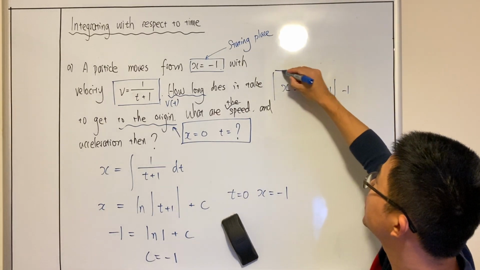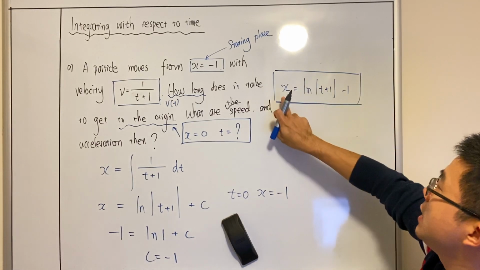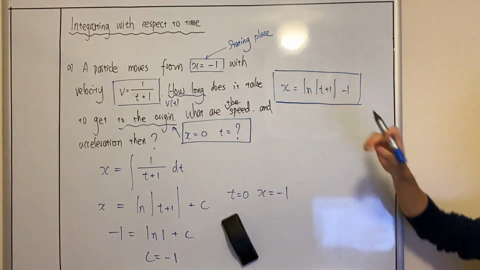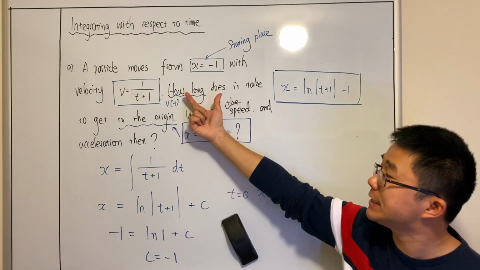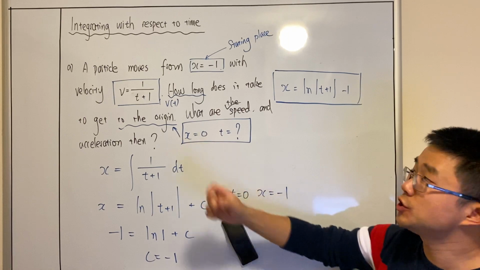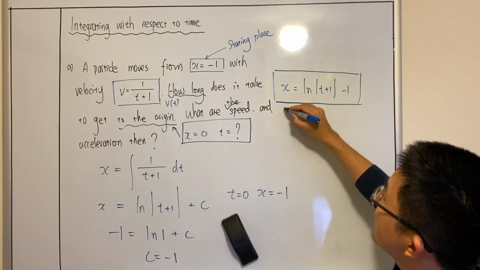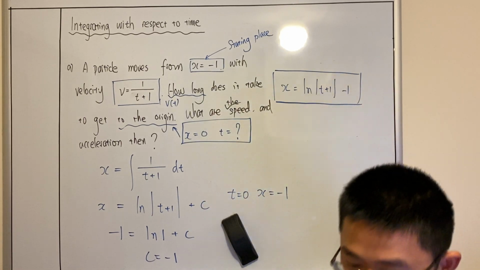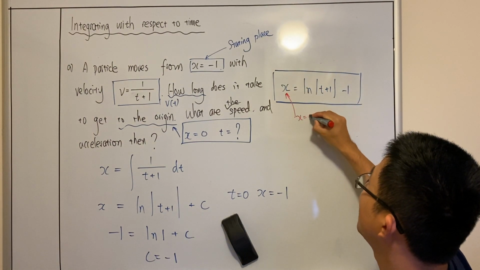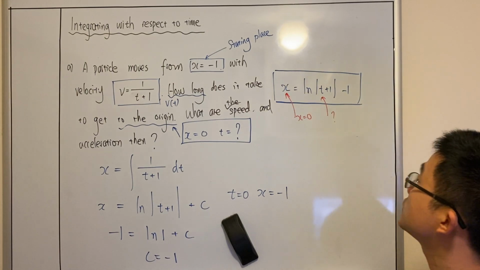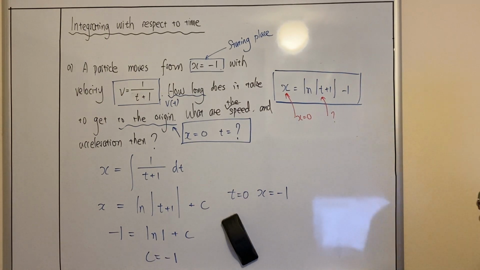And now this function is the x-t function, the displacement and time function. Okay, so what does the question ask us to do? How long it takes to get to the origin? So we just need to work out when x equals 0, what is the time? All right, let's solve this question here.